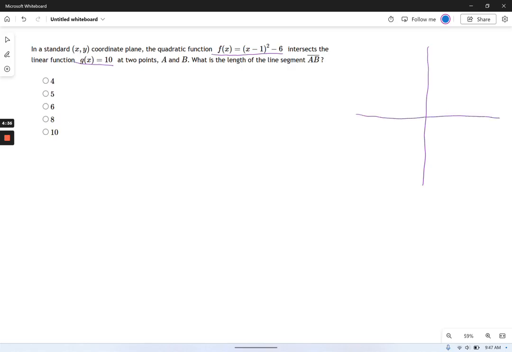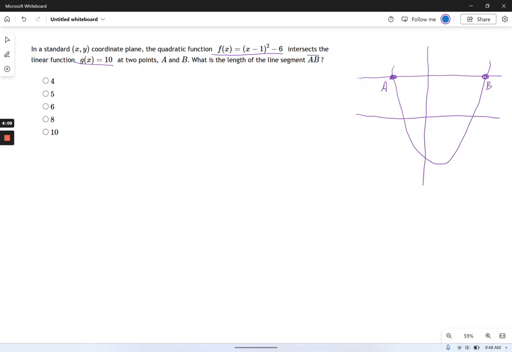If you try to imagine where this parabola is going to be located, something like that, okay? And then we have this other function, which is a flat straight line, something like this. So we have clearly two intercept points, A and B, and we're asked to find the distance between them, or the length of the line segment that goes from A to B.